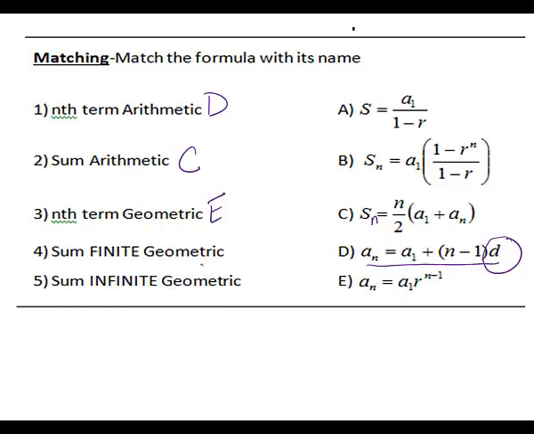The sum of a finite is going to have an n value in it, so the only other one with an S sub n is this one, and that one has r's in it, so that one has to be our finite one, so that's B. Infinite is the only one that doesn't have an n in it, so that has to be my A. And again, yours might be in a slightly different order than mine. Finite has an n. The only one that doesn't have an n is the infinite.